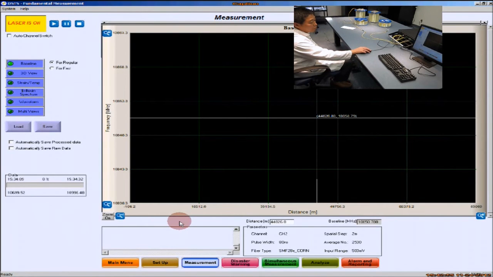Okay? So to begin with, we take a baseline measurement, similar to what we do with our normal baseline measurement readings.